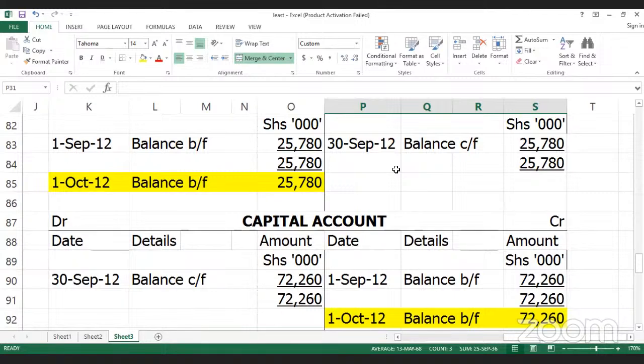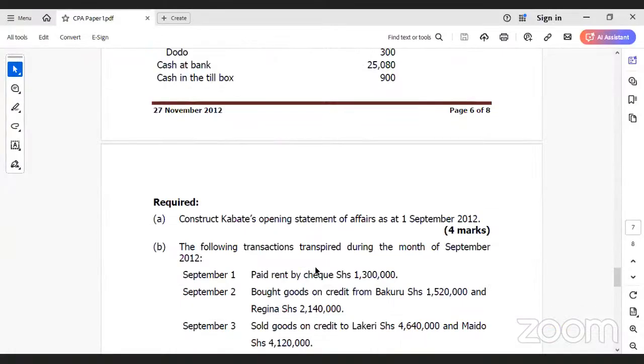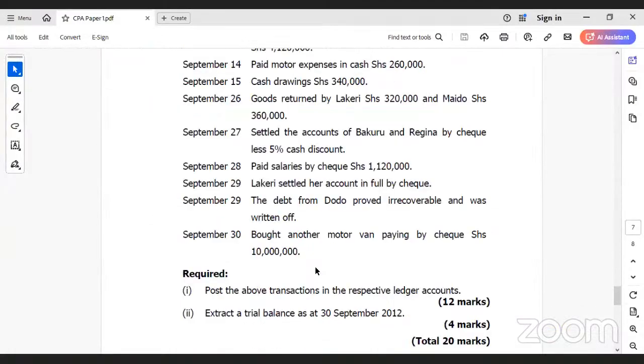That was Roman 1 of part B of the question. Roman 2 of the question is: extract a trial balance as at 30th September 2012. So what is a trial balance? Emmanuel, Caleb, what is a trial balance?